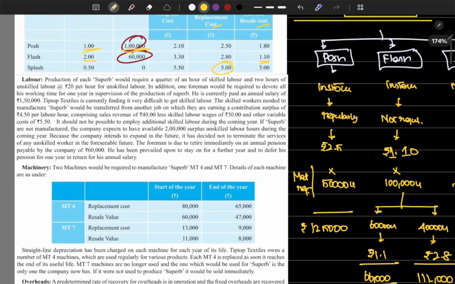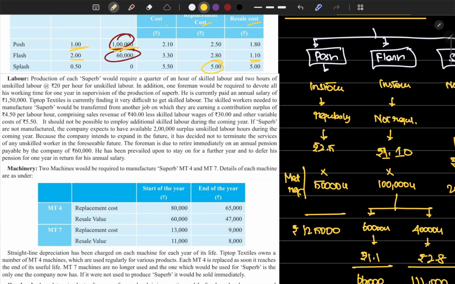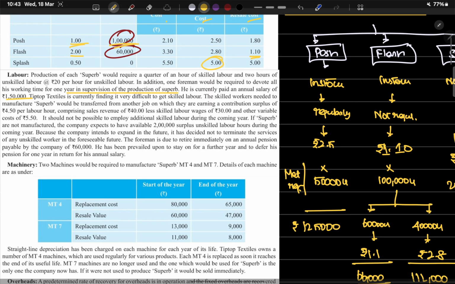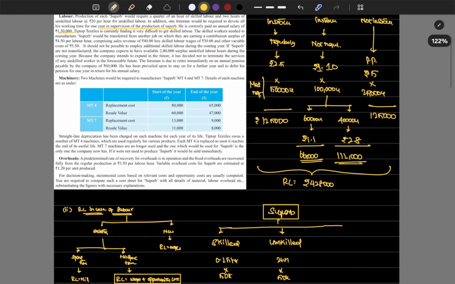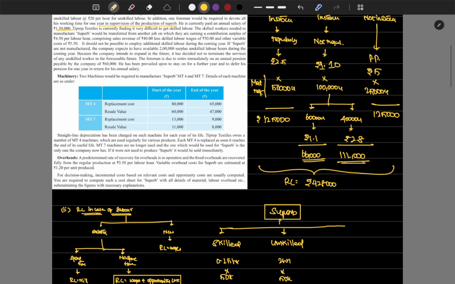Okay, any other things they have given in the question? In addition, one foreman would be required to devote all his working time for 1 year to supervision of the production of Superb. He is currently paid an annual salary of rupees 1,50,000. Dedicatedly he is working, right?